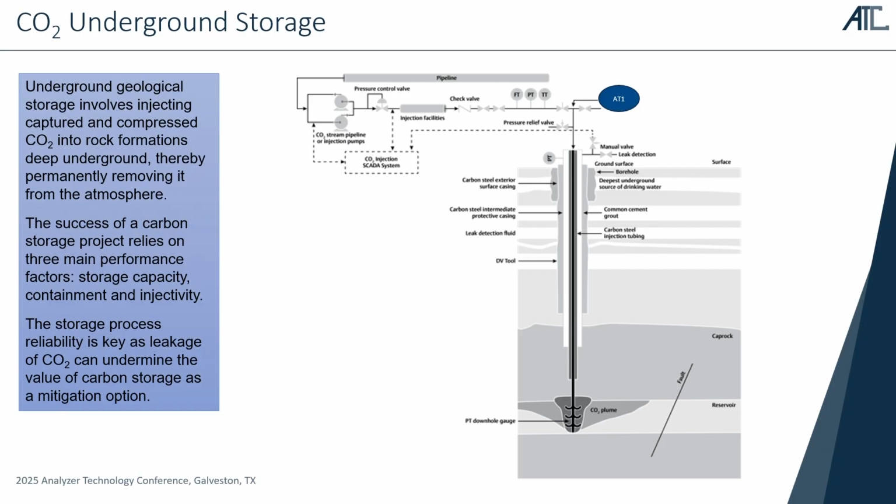Here it's being sequestered for long-term underground storage, which involves injecting the captured CO2 into rock formations deep underground to permanently remove it from the atmosphere. The success of a carbon storage project relies on three main factors: the storage capacity, containment, and injectivity. And obviously we're looking to minimize leakage to ensure the long-term success of the containment.